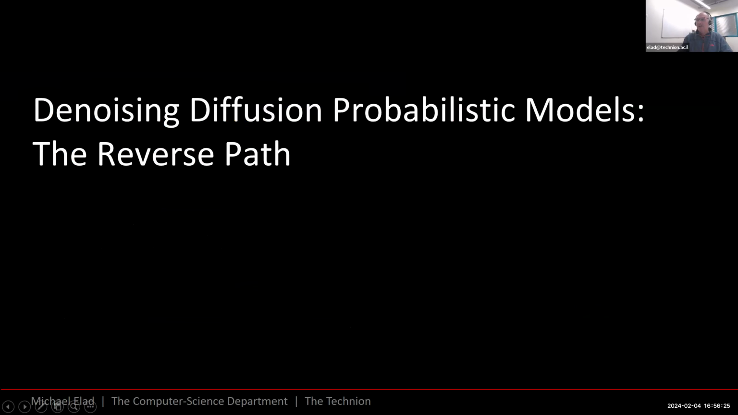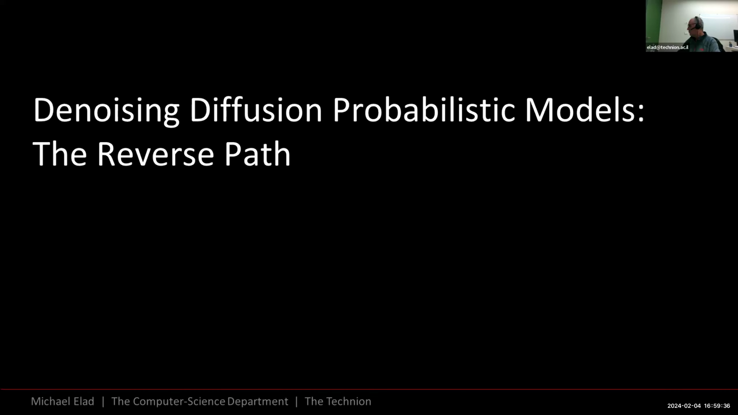Okay, this brings me to the next chapter where we start talking about the reverse path, understanding that answering properly the question of the reverse path enables us to sample. If we answer how to do the reverse, we are well equipped to come up with an algorithm that is serving our need, sampling from P of X.